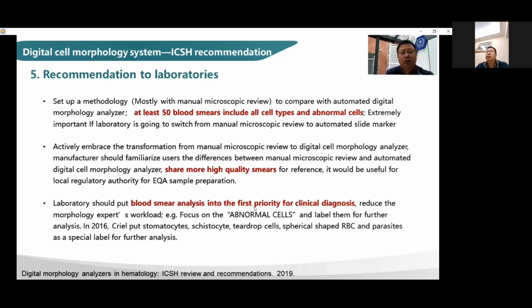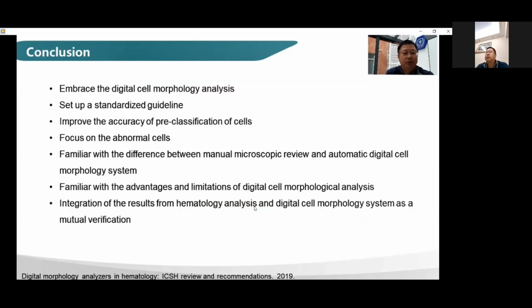In this way, it will help us to further reduce workload for the team. For example, we can focus on the abnormal cells and label them for future analysis. In 2016, Searle put stomatocytes, steatocytes, teardrop cells, spherical shaped RBC and parasites as special labels for further analysis. My conclusion is that let's embrace the digital cell morphology analysis.